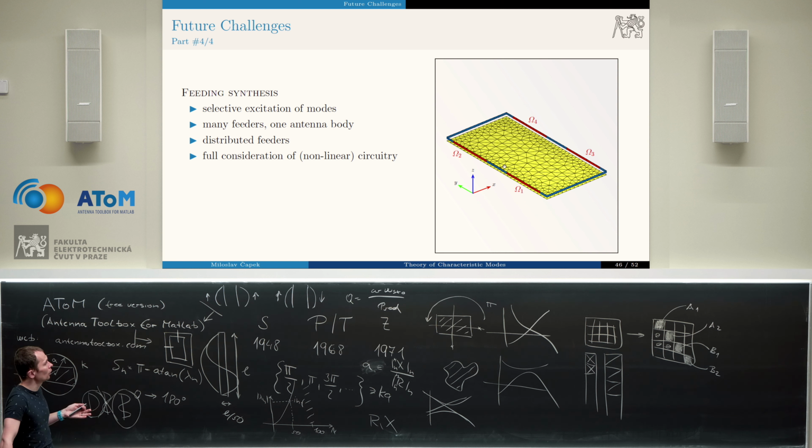And to consider all these parameters together, so optimize the shape, optimize the matching circuits, optimize the placement of the feeders, that's the problem we have to address in the future. And I am sure that characteristic modes will play an important role in this resolution. And my belief is that also other modal decompositions, as well as evaluation of fundamental bounds and so on, all these ingredients have to be used together to address this problem properly.